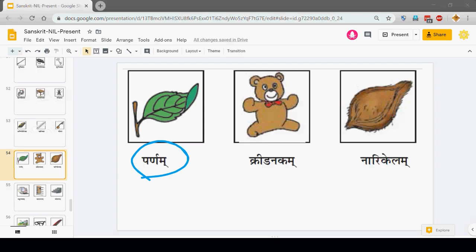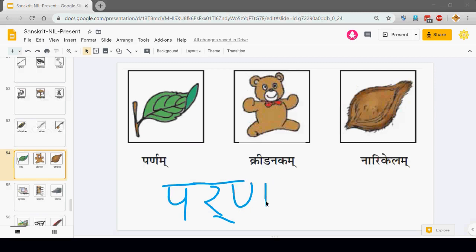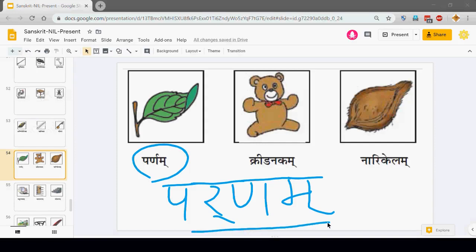So remember the hook here. Hook, top to bottom. What does the hook indicate? Ra sound. So top to bottom, the hook comes first. So after pa we have ra, the ra consonant, then the na. What is the pronunciation here? Paranam.